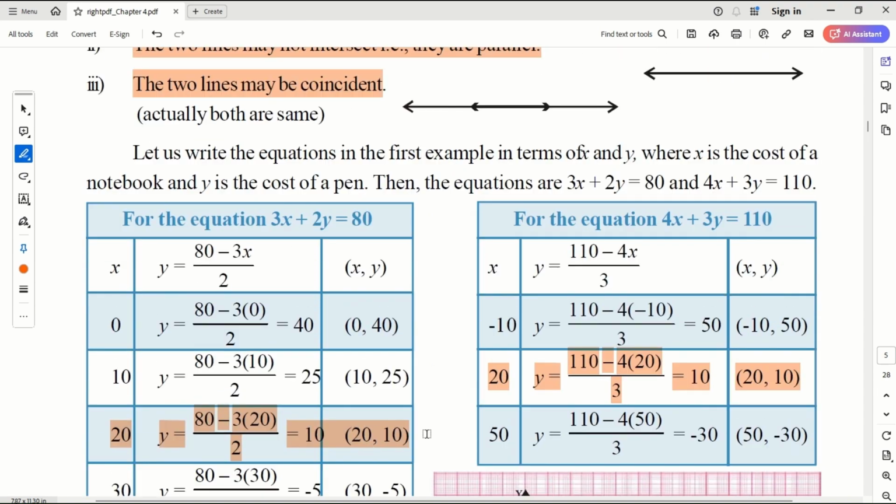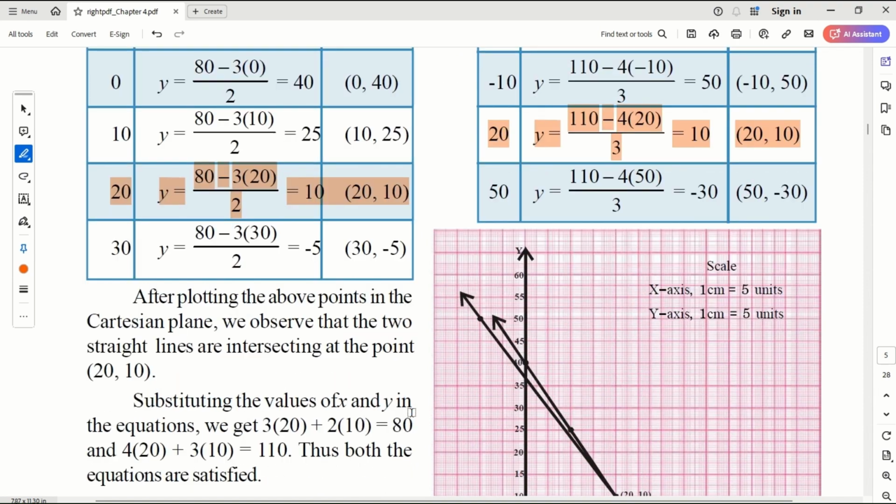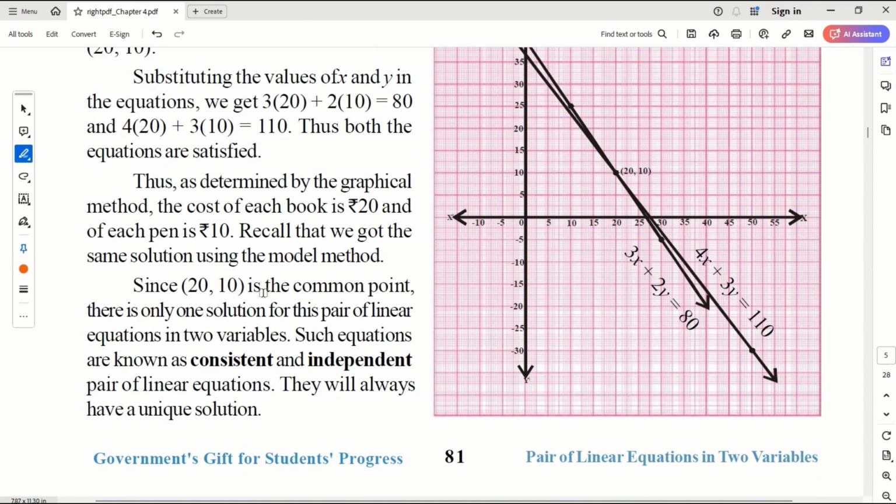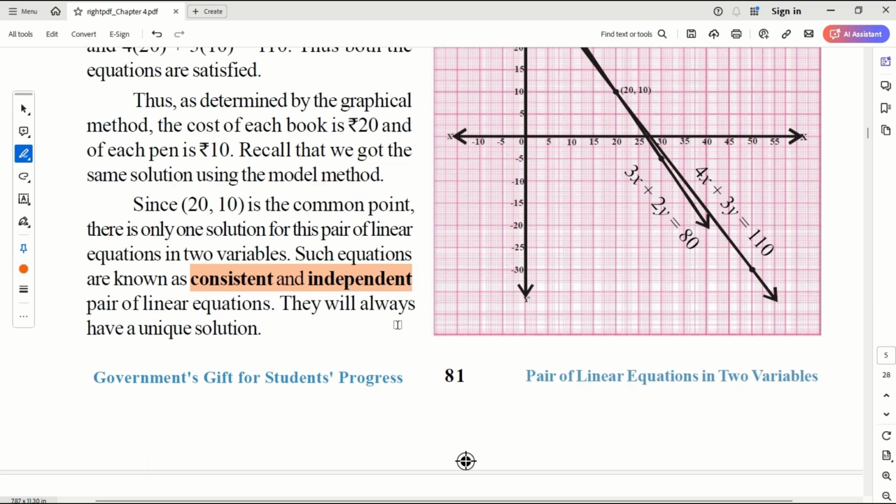That's how we derived it here, right? So this is a common solution. If you see, 20 comma 10 is a common point. There is only one solution for this pair of linear equations in two variables, only one solution. Such pairs are known as a consistent and independent pair of linear equations. They always have a unique solution. Remember this: consistent and independent.